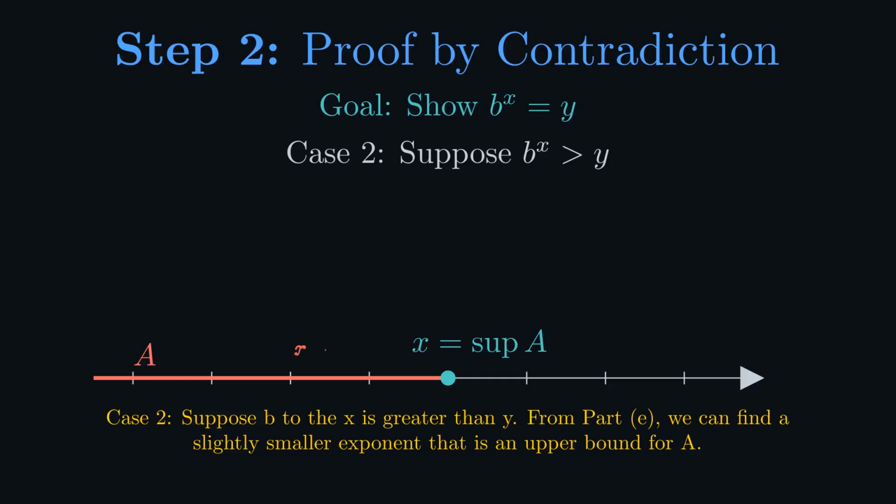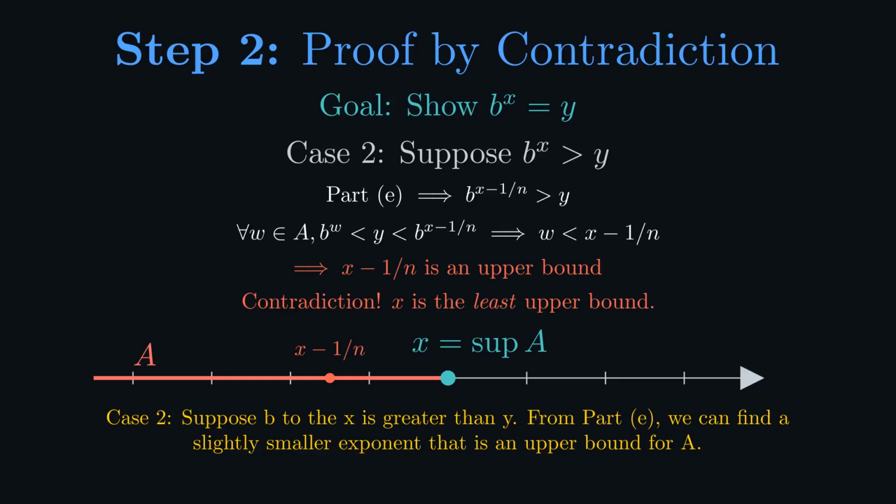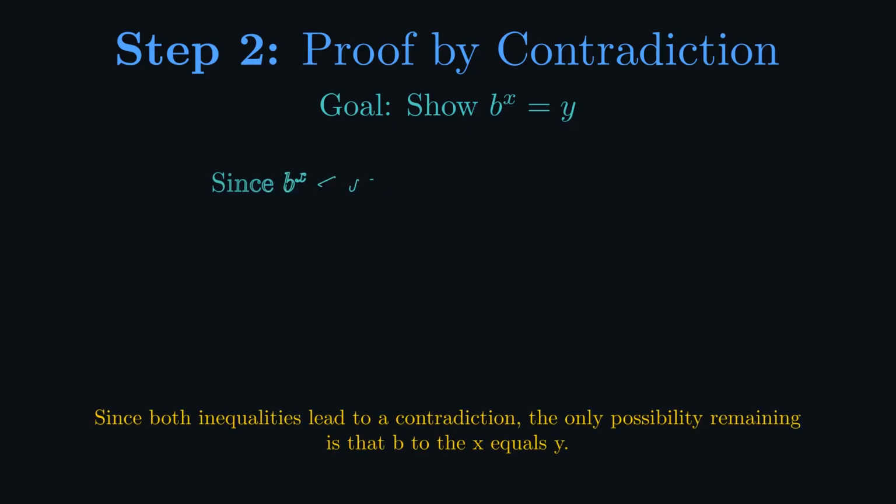Next, consider the possibility that b to the x is strictly greater than y. Using our result from part E, we know that if a power exceeds y, we can back up slightly to x minus 1 over n, and still remain greater than y. This means that x minus 1 over n is greater than every element in A, making it an upper bound. But x is supposed to be the least upper bound. Finding a smaller upper bound contradicts the definition of the supremum.